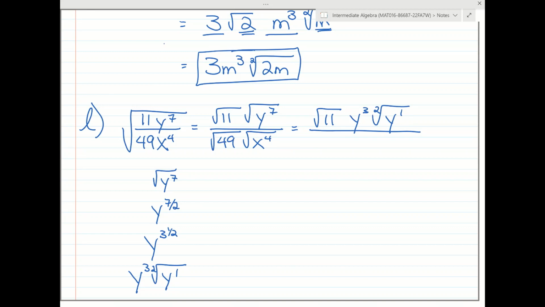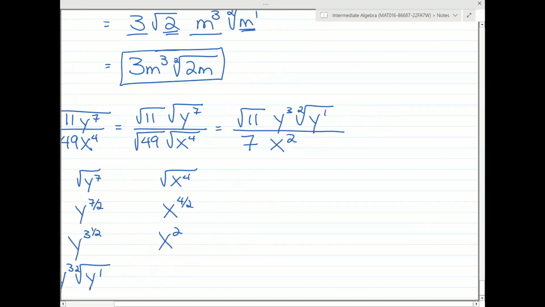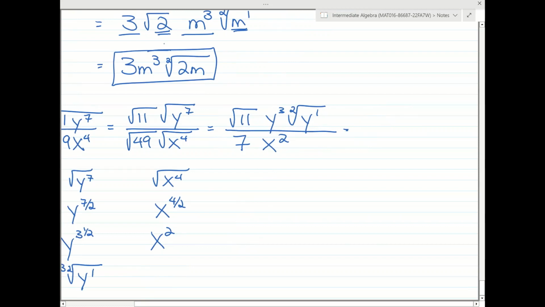Yeah, we're just kind of going step by step here. So eventually we are going to combine them. Right now, we're just keeping everything separate. Square root of 49 is 7. And the square root of x to the fourth is the same thing as x to the 4 over 2, or x squared. What this turns into is just y to the third times the square root of 11y divided by 7x to the second.